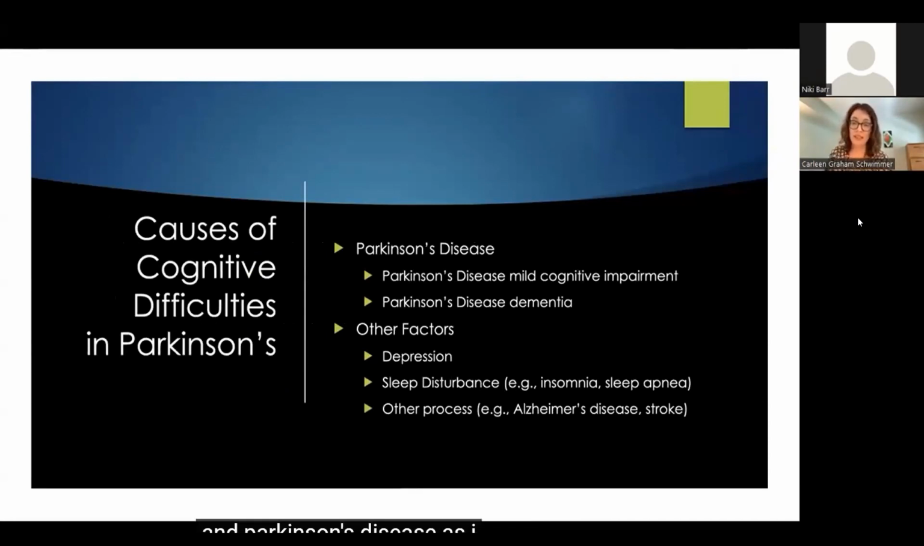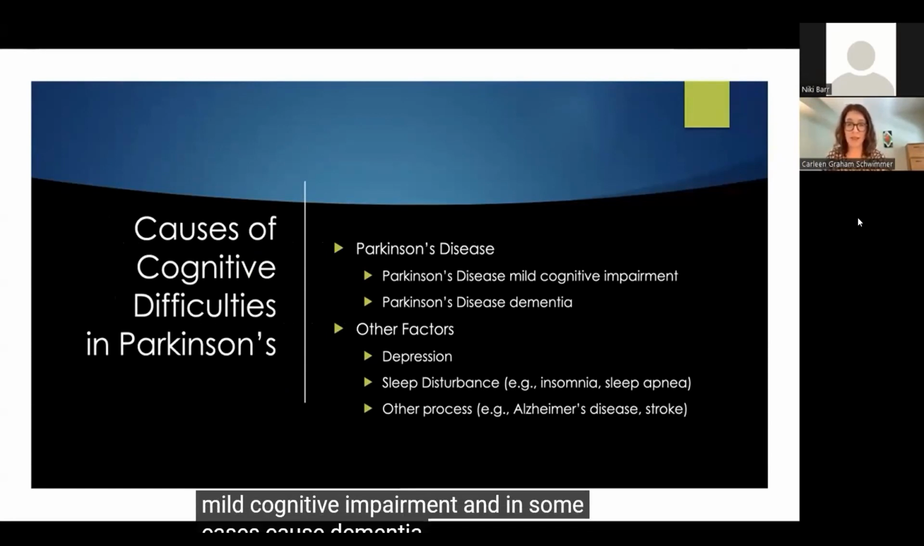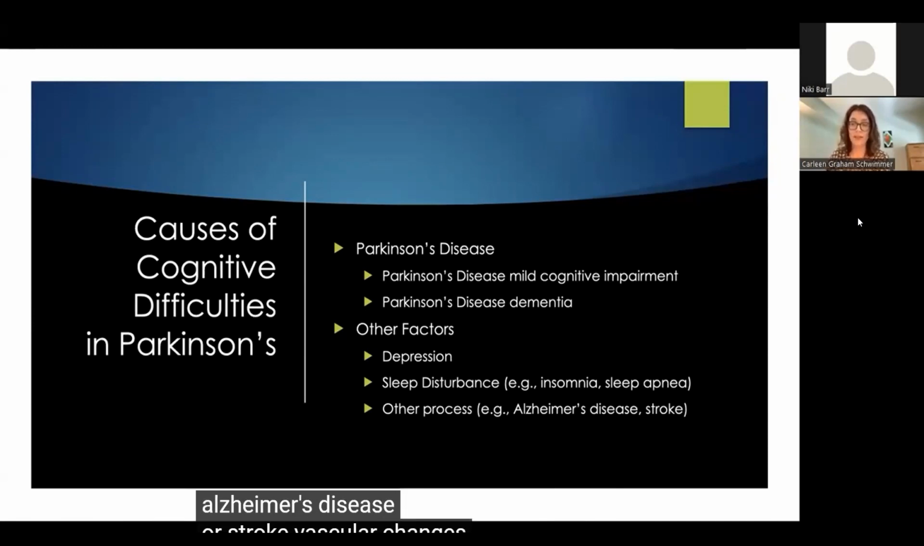And Parkinson's disease, as I mentioned, can cause mild cognitive impairment and in some cases cause dementia. But there can also be other factors that result in cognitive impairments in folks with Parkinson's disease. For instance, depression, sleep disorders, and folks with Parkinson's disease can sometimes acquire other neurological conditions. Some of them will go on to develop Alzheimer's disease or stroke, vascular changes that cause cognitive difficulties.